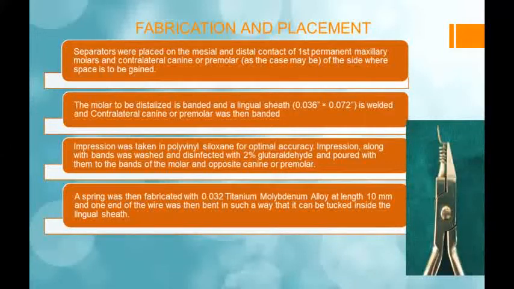First they placed the separator on the mesial and the distal contact of the first permanent maxillary molar and on the contralateral canine and premolar. After that, the molar to be distalized is banded and the lingual sheath is welded, and then they took an impression and disinfected it. They then fabricated the spring, which is about 10 mm in length, and one end of the wire was bent in such a way that it can be tucked inside the lingual sheath.